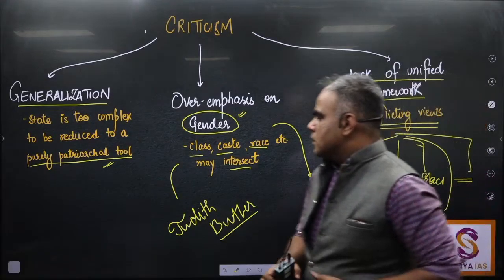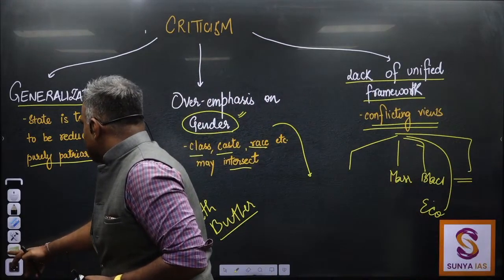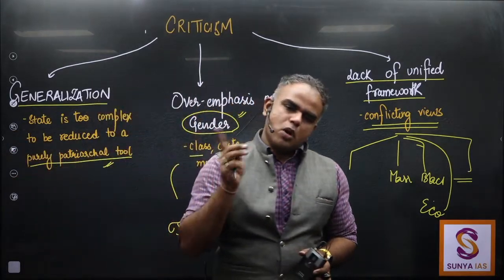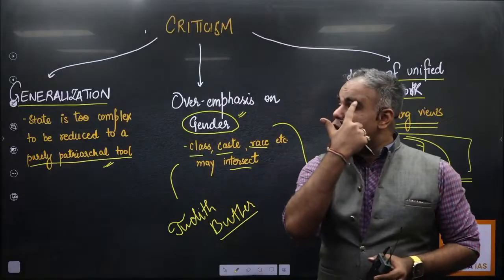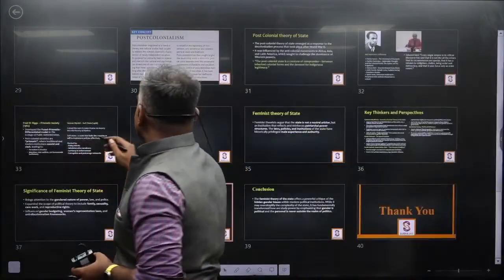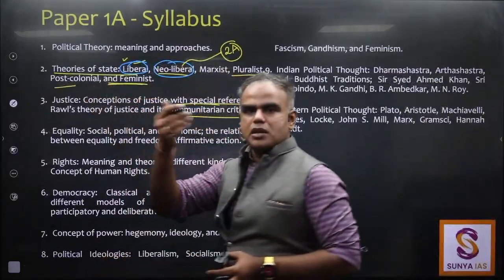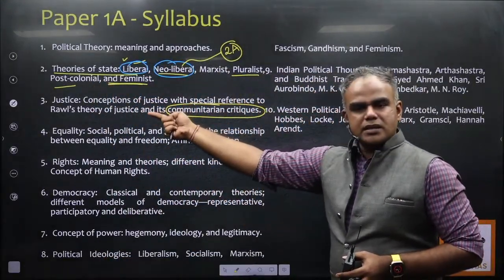Okay, so we have covered the entire topic of theories of state. Pluralist we had already done. Next topic we will do, I wanted to start justice, but I think we are short on time. The next class is now supposed to start. So we will do justice after this.